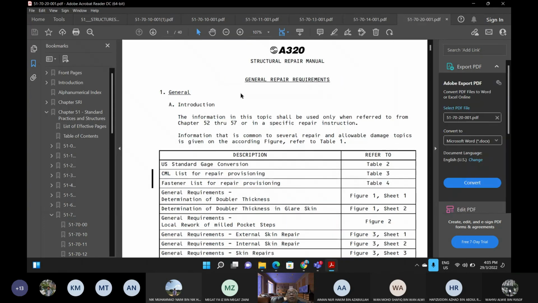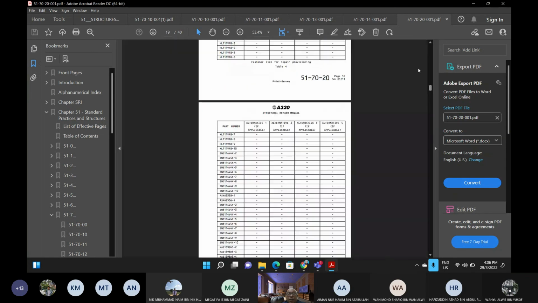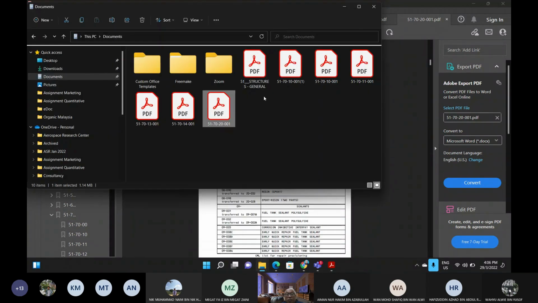And then we have another repair general guideline. Okay, there's only 4. So we will work on the 511710, 5111, 517011, 517013, 517014.